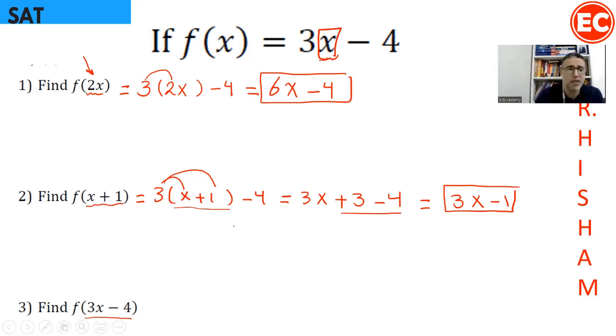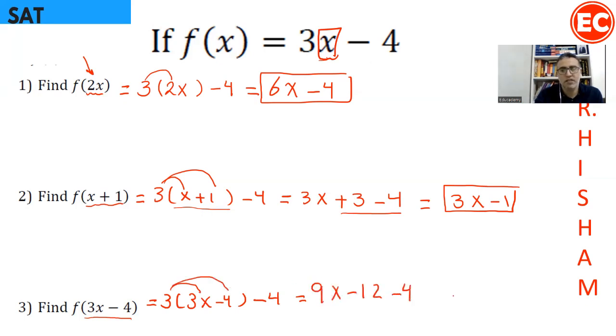later in the transformation. Last one: 3, and replacing x with 3x minus 4, and the whole equation minus 4. Expand, it's going to be 9x minus 12 minus 4. So it's 9x minus 16. So as we can see here, the answer is not a whole number. The answer here is a function in terms of x.